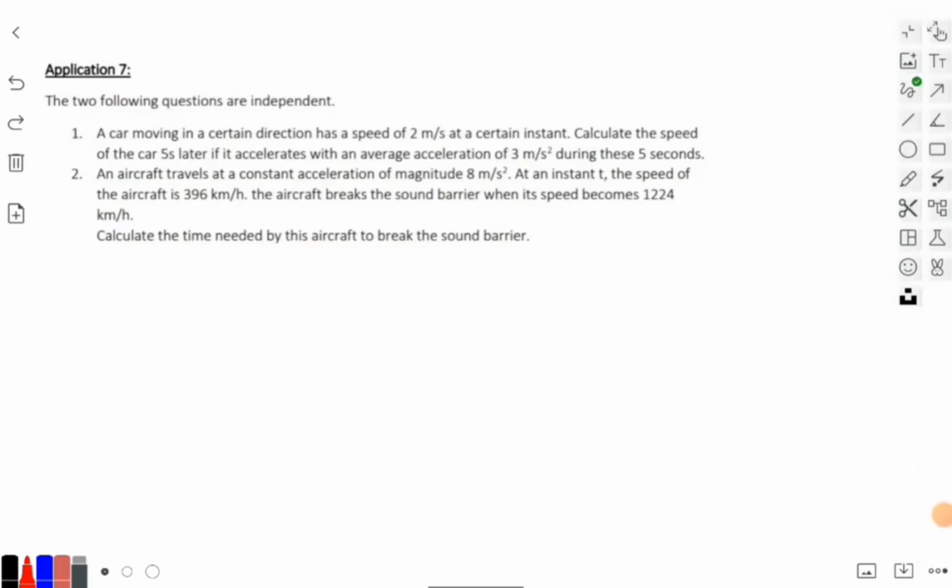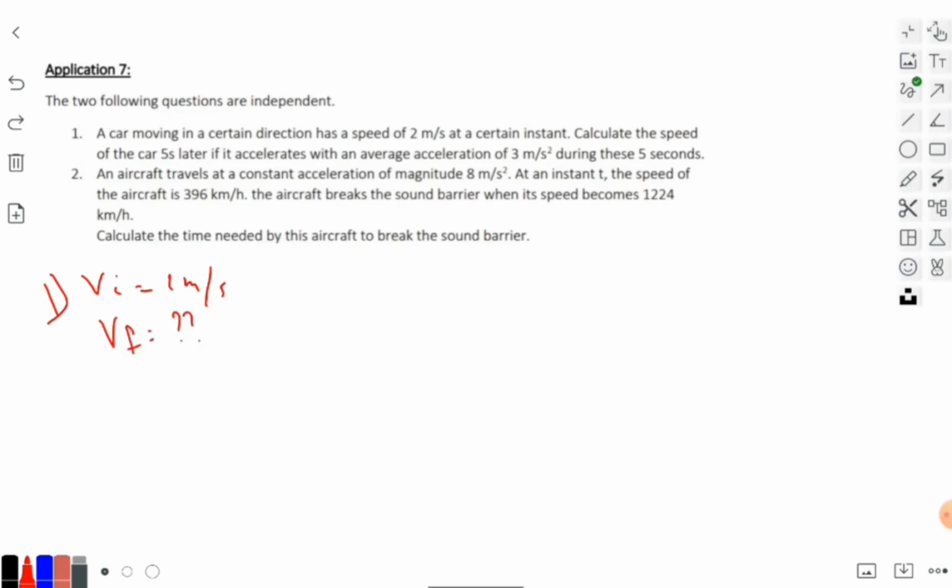Application 7. The two following questions are independent. Part 1. A car moving in a certain direction has a speed of 2 meters per second. So V initial, part 1, V initial equal 2 meters per second at a certain instant. Calculate the speed of the car 5 seconds later. So V final is unknown, to be calculated.